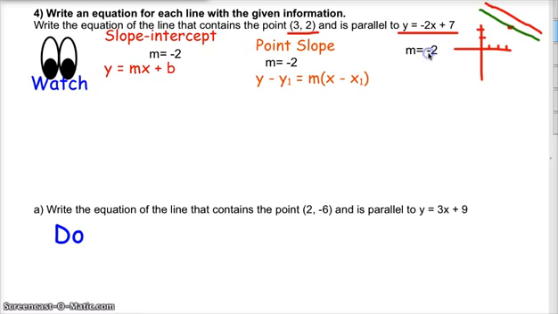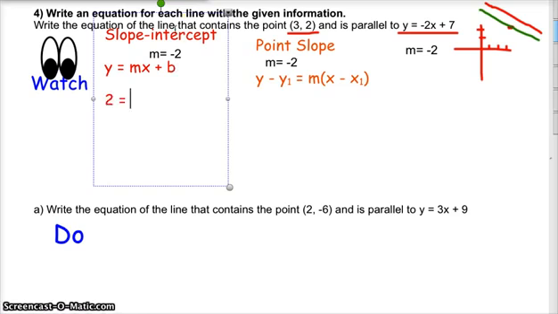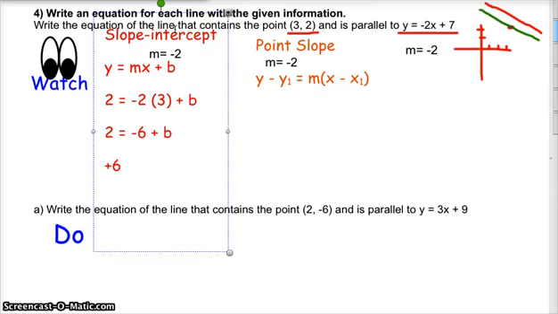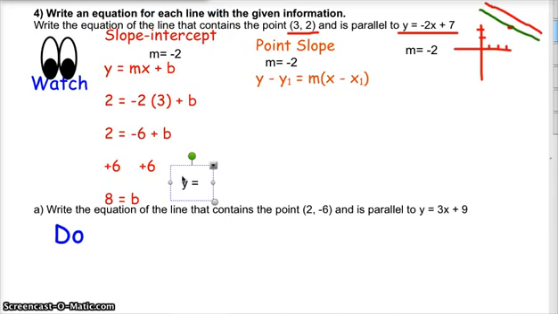and it doesn't matter which method you use, slope-intercept or point-slope. I'm going to do both here just for sake of example. y equals mx plus b. The y value is the positive 2 in the point. My m, the x value is the 3, plus b. I need to get the b by itself, so add the 6 to the other side. 8 equals b. My final answer, y equals -2x plus 8.